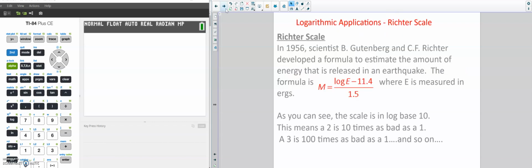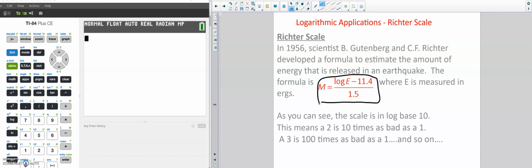So when looking through these, the most common application is using the Richter scale. The Richter scale measures earthquakes and has been around since 1956. You can read that information as the historical background behind it, but the most important part is this equation right here.